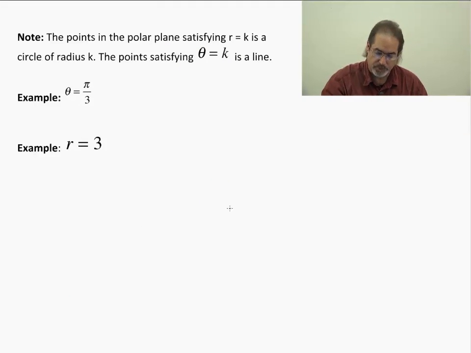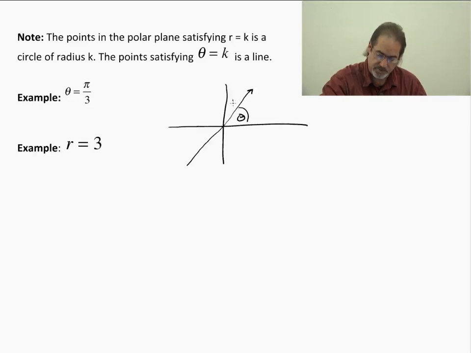Okay, the points in the polar plane satisfying r equals k form a circle of radius k, and the points satisfying theta equals k form a line. So as an example, theta equals pi over 3. Well, if theta is pi over 3, then it's always pi over 3. So for r positive, I'll be in this direction. For r negative, I'll be going in this direction. So it's this line.